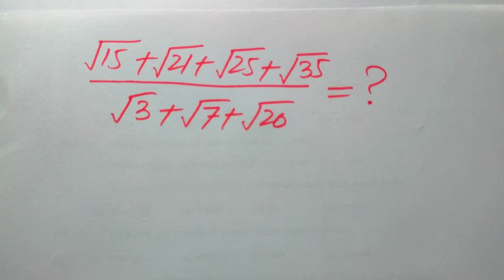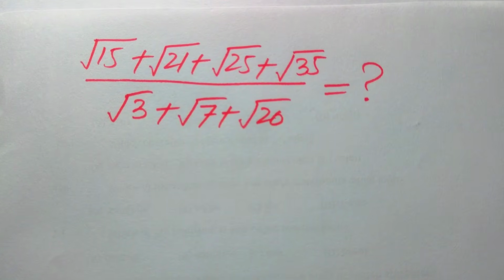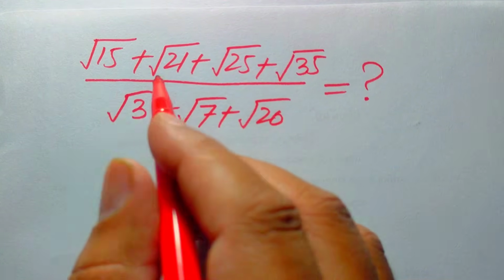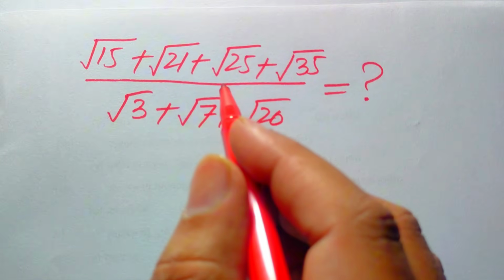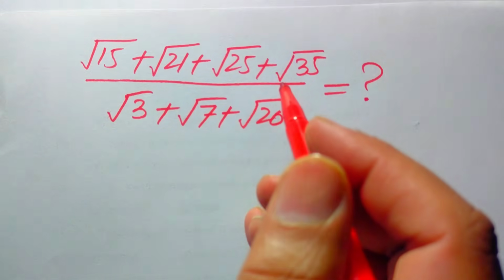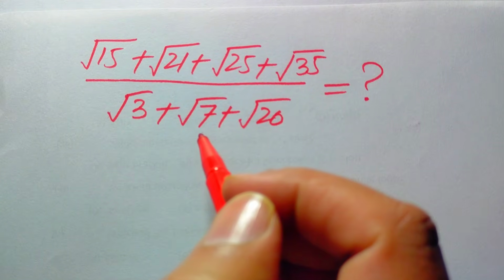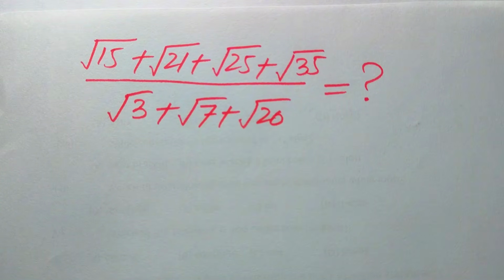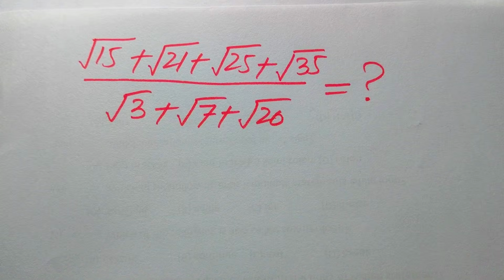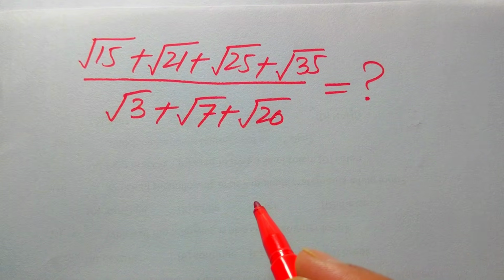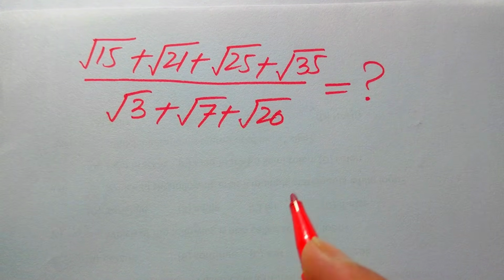Hello everyone, welcome to simplify this nice algebraic expression. If we have square root of 15 plus square root of 21 plus square root of 25 plus square root of 35, divided by square root of 3 plus square root of 7 plus square root of 20. We write this algebraic expression into the simplified form, and I hope you like this method.